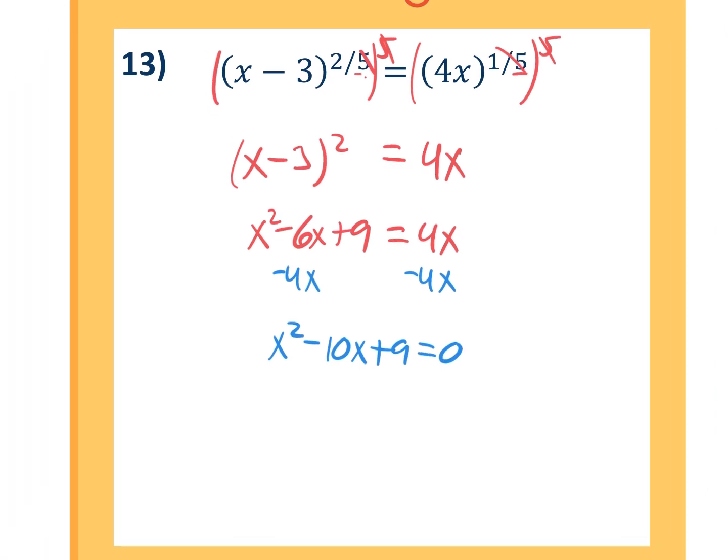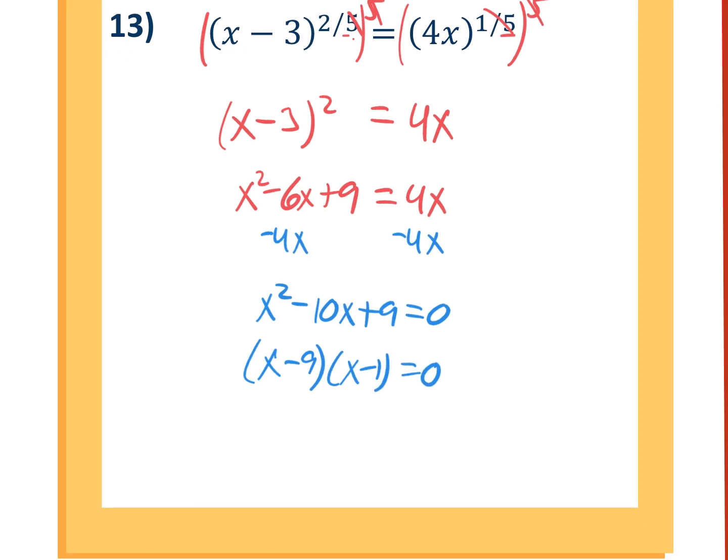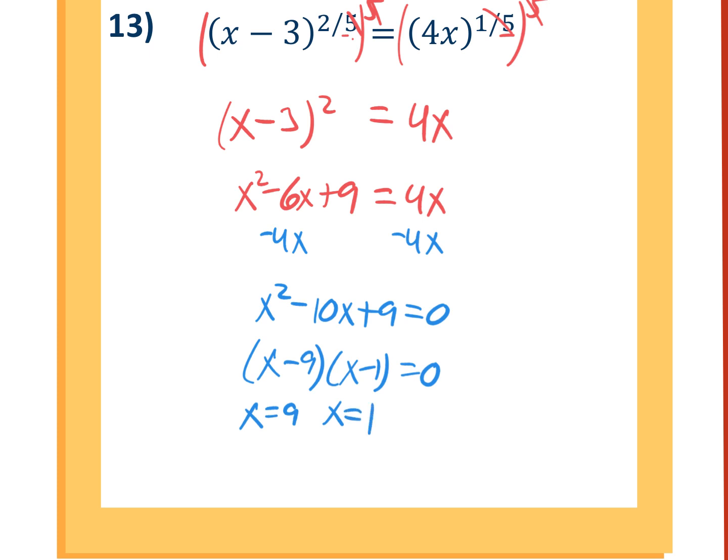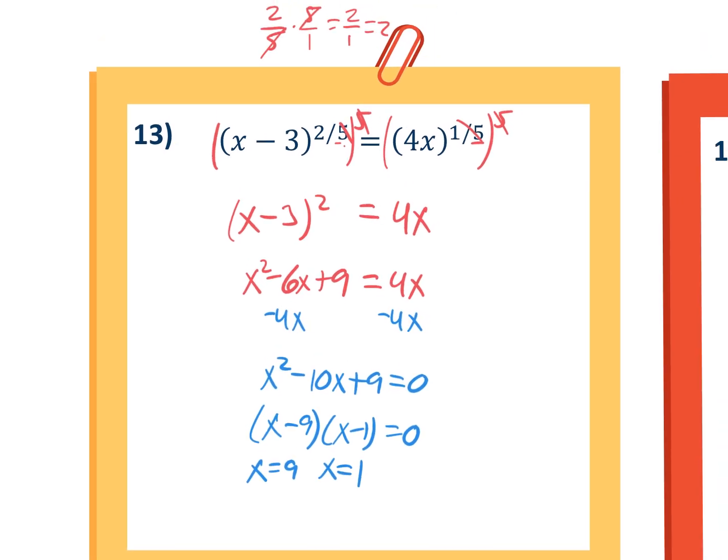And then you want to see if you can factor it. This one you can. There are numbers that multiply to positive 9 and add to negative 10. Should be negative 9 and negative 1. All right, and then so we should get x equals 9 and x equals 1. And then again, 5th roots, you're allowed to take the 5th root of a negative number, so there's no need to check here. It's going to work. All right, so these solutions are fine.